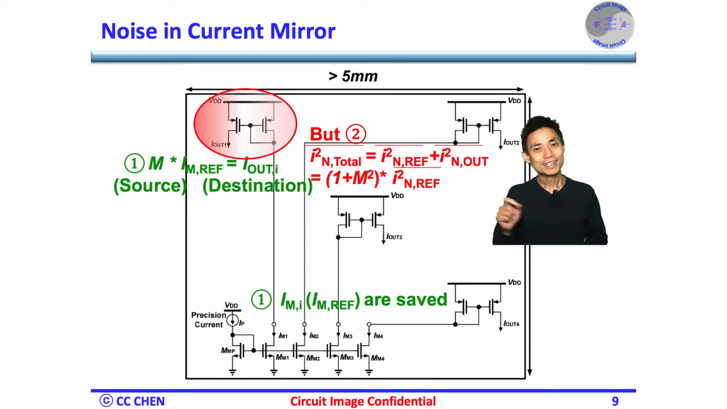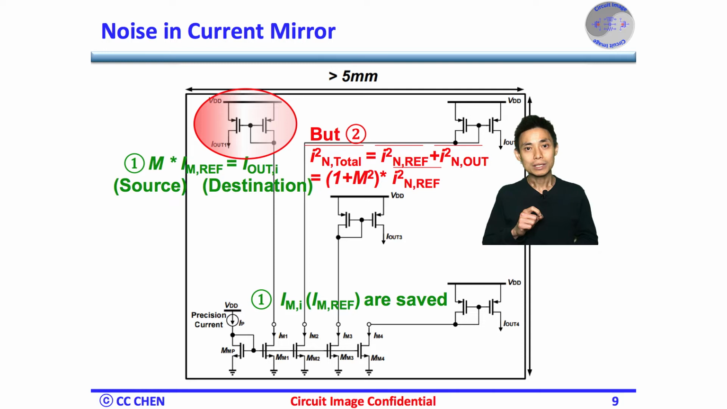As you can see, the output current M times I_ref would be mirrored from the input current. Similarly, the noise current would be multiplied by a factor of M. The total noise comes from the noise of both input and output current. Then, the current noise would be dominated by the big current ratio M.